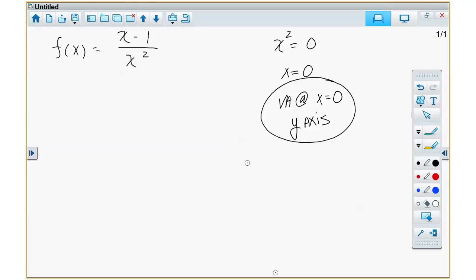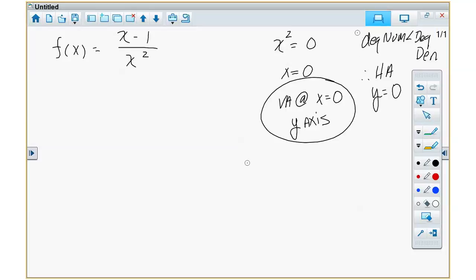The degree of the top is less than the degree of the bottom. So that means that the horizontal asymptote is what? 0. Degree of the numerator is less than degree of denominator. Therefore, horizontal asymptote is y is equal to 0.